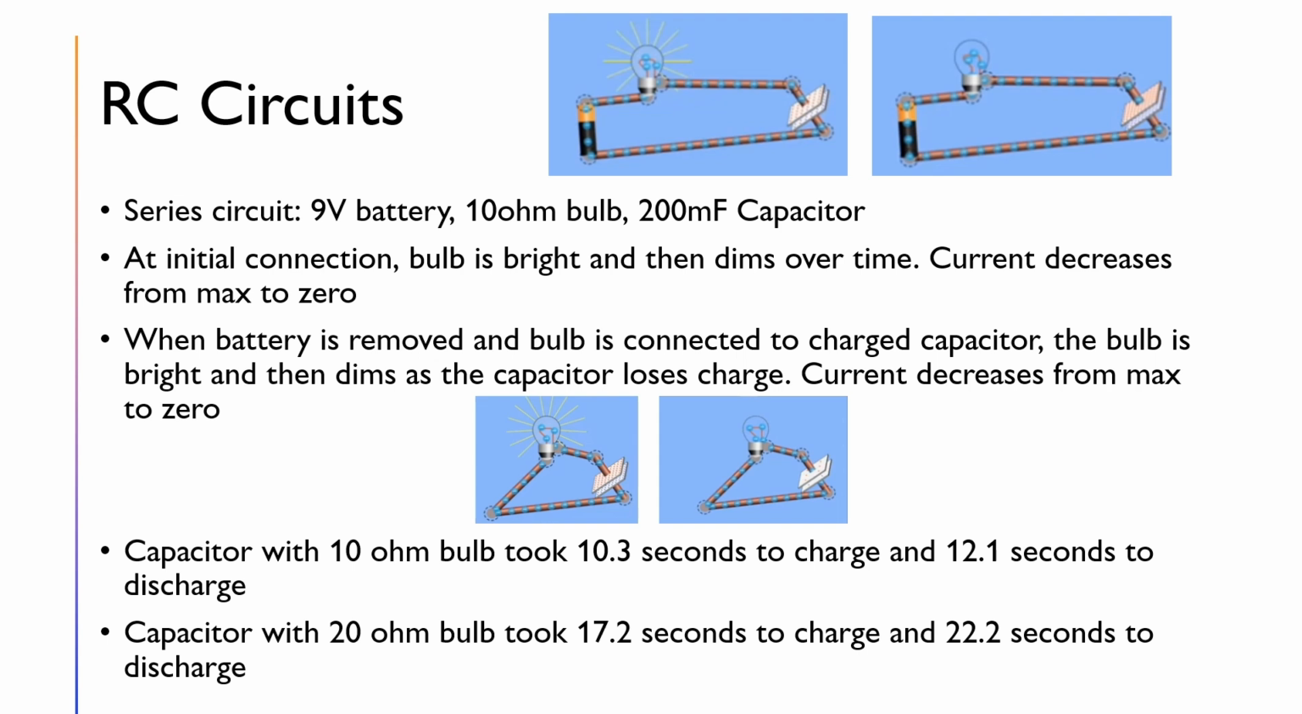With the capacitor and a 10 ohm bulb, it took 10.3 seconds to charge and 12.1 seconds to discharge. With the capacitor and the 20 ohm bulb, it took 17.2 seconds to charge and 22.2 seconds to discharge.